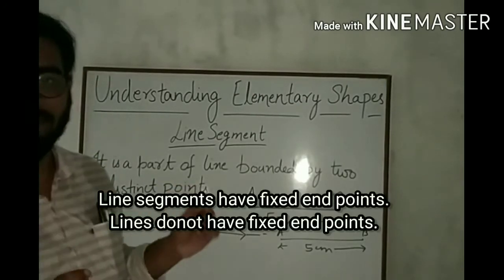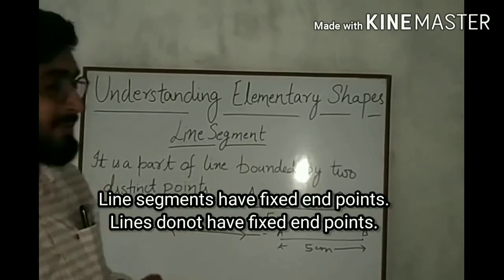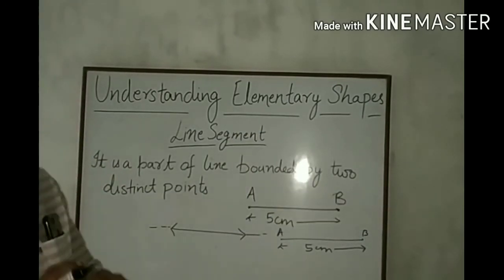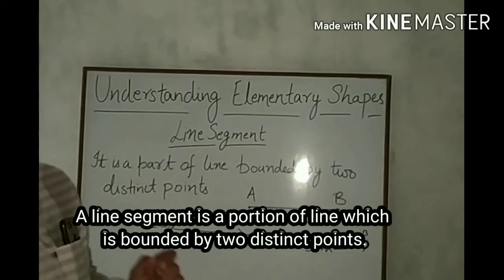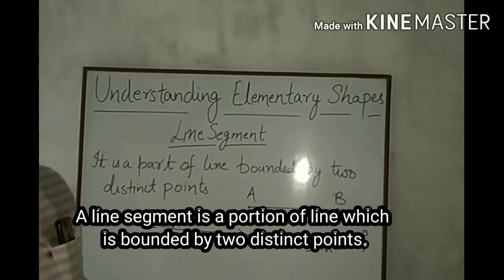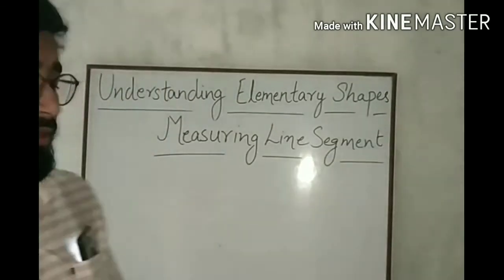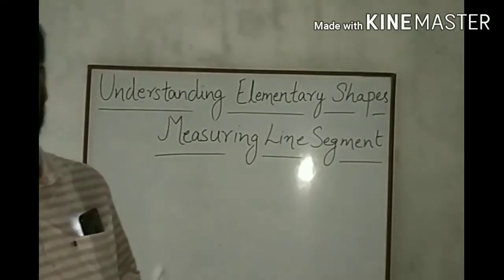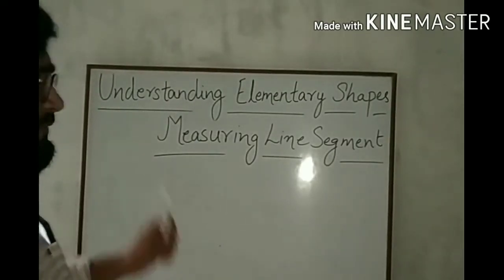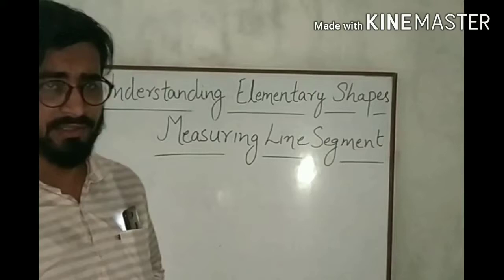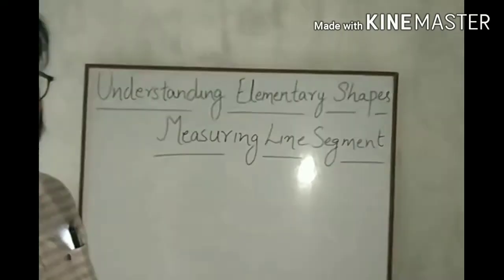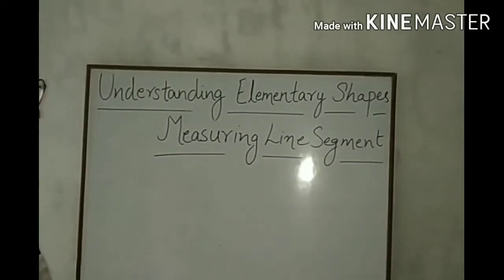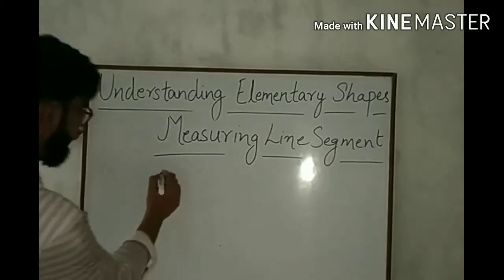So you understand what is line segment? It is a part of line which is bounded by two distinct points. Okay, any problem? We are moving to our next topic, that is measuring line segment. It means how can we measure the line segment? So the first method by which we can measure the line segment is by observation.